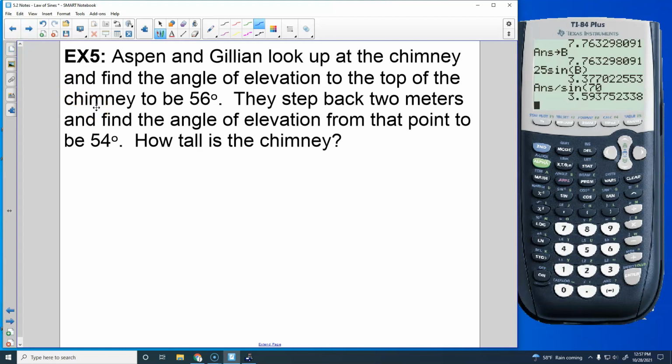Aspen and Gillian look up at the chimney and find the angle of elevation to the top of the chimney to be 56 degrees. They step back 2 meters, and they find the angle of elevation from that point to be 54 degrees. How tall is the chimney? Okay. So, this is actually something super useful in, like, surveying.